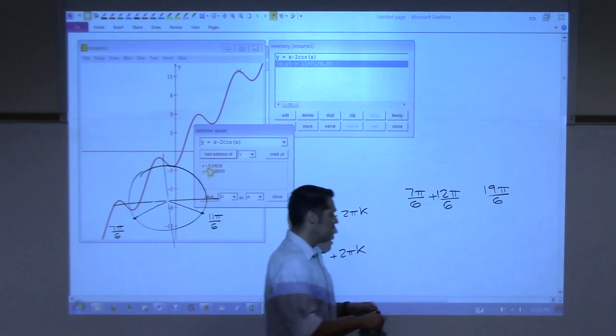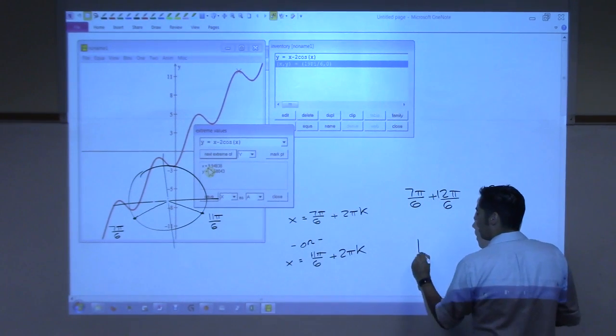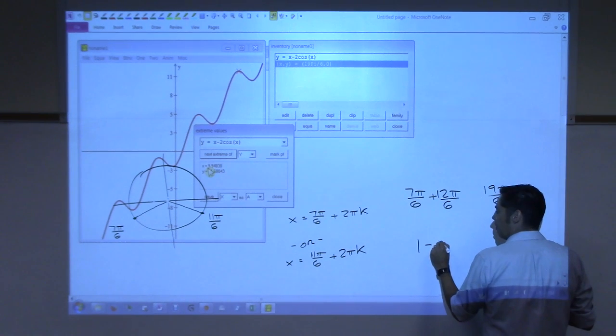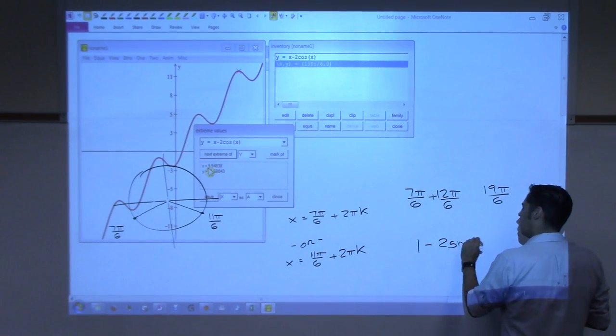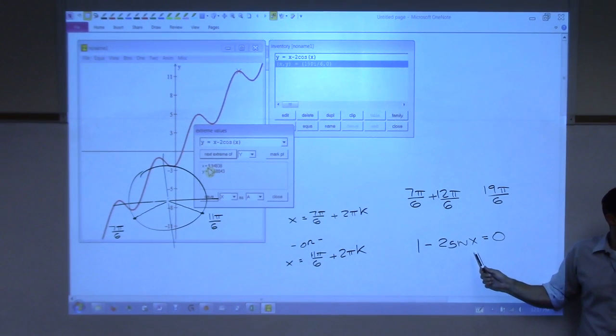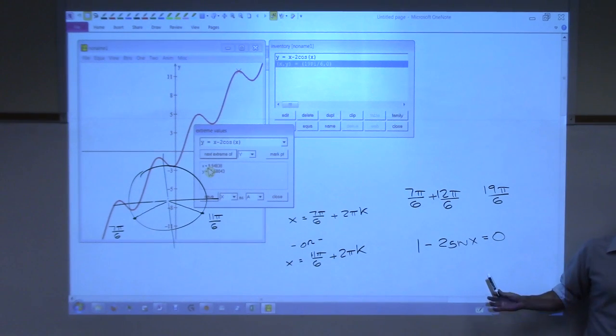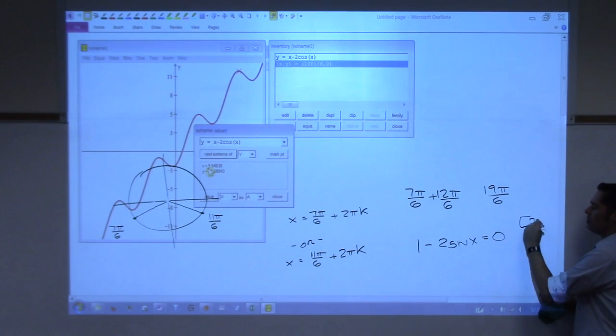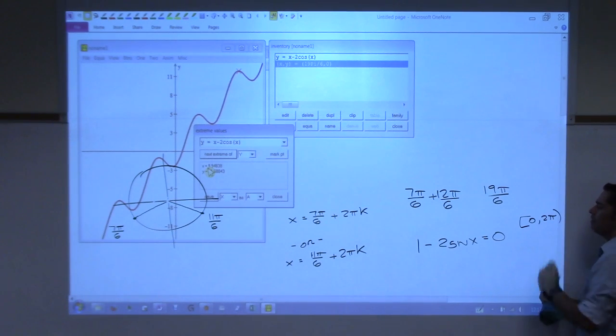So back in pre-cal, if you were asked to solve this equation, 2 sine x, if you're not given an interval where to look, then you have to find all solutions. So you need to know that you're going to have an infinite number just from this. That's where the plus 2 pi comes in. If they say just find the solutions between 0 and 2 pi, then there's only going to be 2 of them.